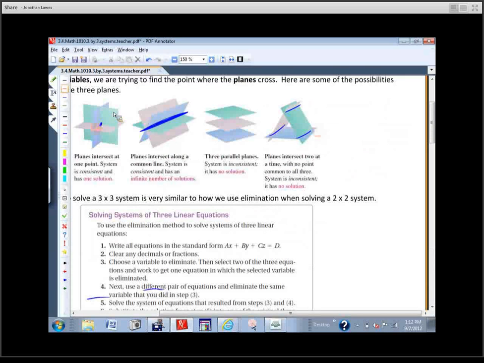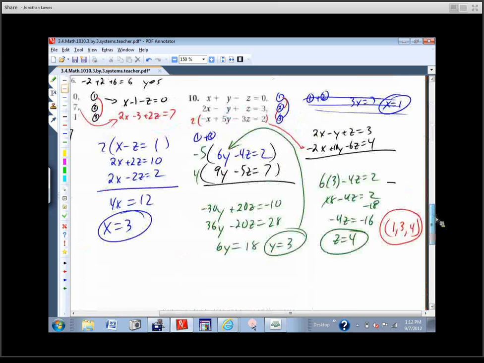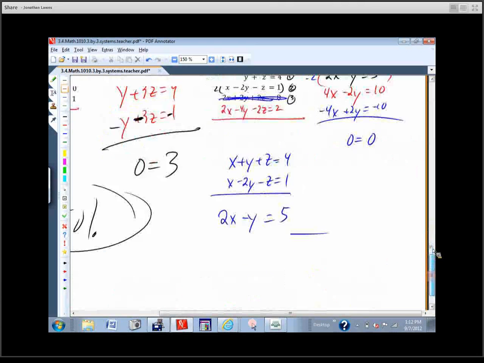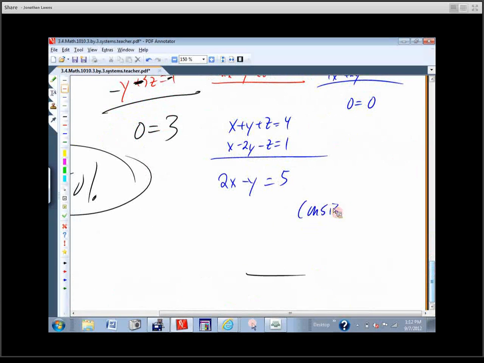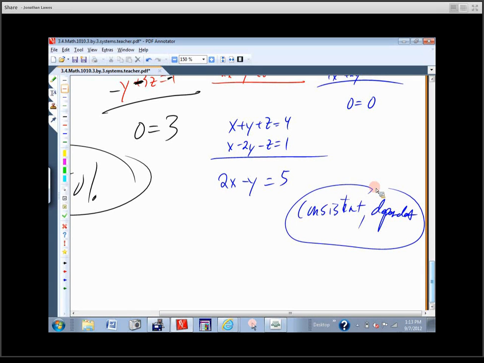1, 2, 3, or 4. It's not this one, right? It's not these two, because we said it's going to have an infinite number because we've got that 0 equals 0. It's got to be this one right here. So this is a consistent dependent system. It's consistent and dependent. And for now, we're going to leave it like that. Now, are there any questions?